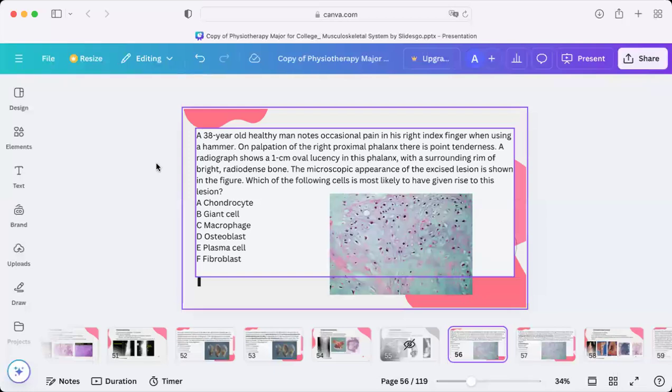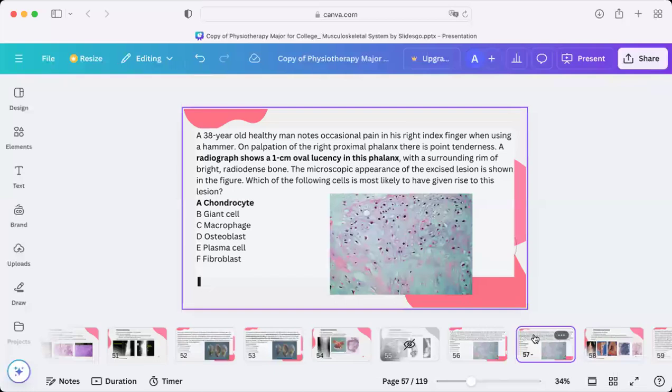Okay, guys. I'm happy to see some answers. Why do you guys think it's a chondrocyte? Good job. So you guys are correct. You're doing amazing. It is a chondrocyte.